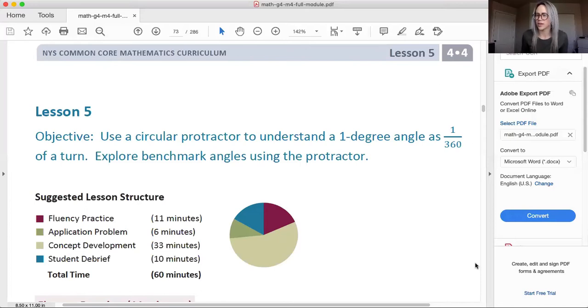And I'm going to share my screen with you real quick to give you an idea of what our lesson will be on. Today, we are on lesson 5. The objective is use a circular protractor to understand a 1-degree angle as 1/360th of a turn. Explore benchmark angles using the protractor.